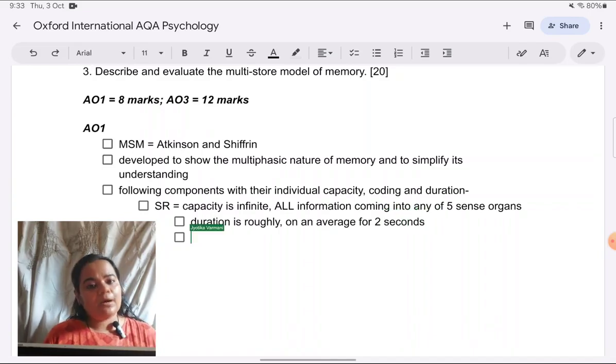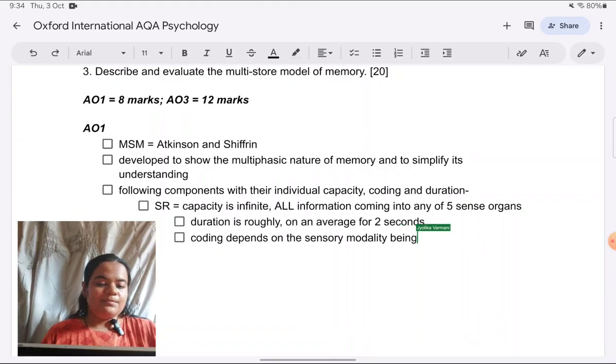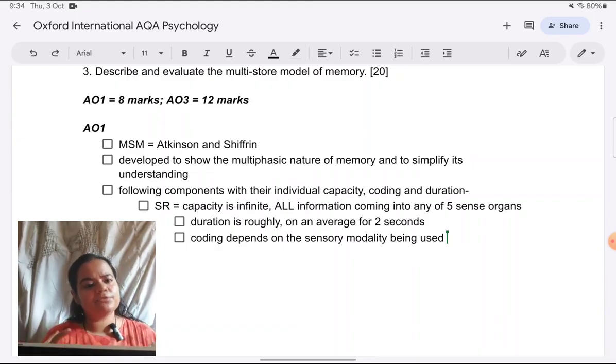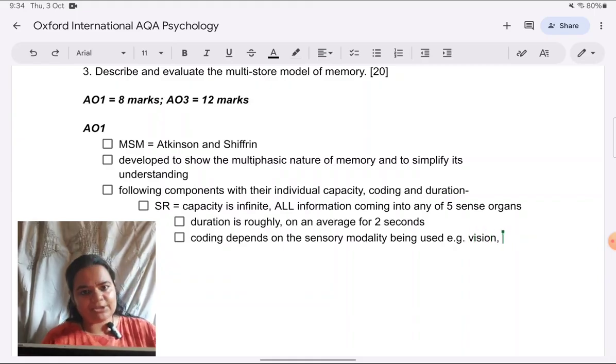And if we talk about how it codes information, what form it takes in information, again it depends on the sense organ. So coding depends on the sensory modality being used. Because there are so many modalities, there are 5, it becomes very difficult to talk about each given that there are only 8 marks. So any one example we can give. We can give a general point like, okay, it depends on the sensory modality being used. For example, if it is vision, it will be stored in visual form, in the form of imagery.